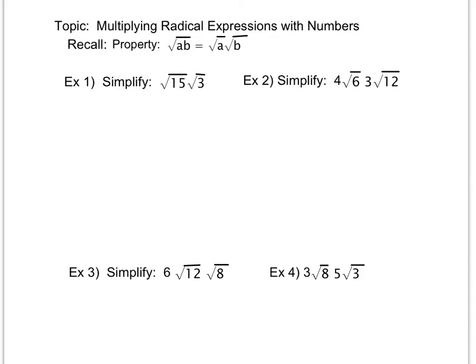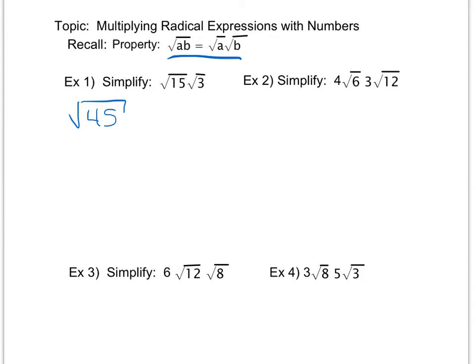On the first one, if I have square root of 15 times square root of 3, using this above property, I'm going to recognize that that's the same thing as the square root of 45. First of all, and I should backtrack a little bit, notice that I couldn't do anything with this because neither 15 nor 3 are perfect squares.